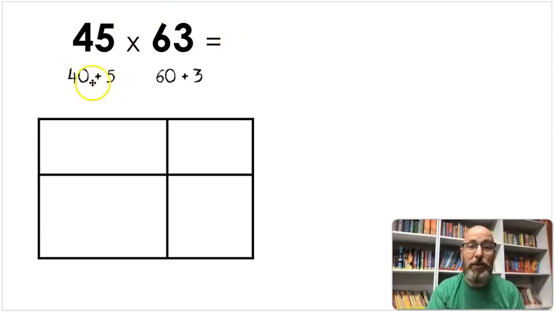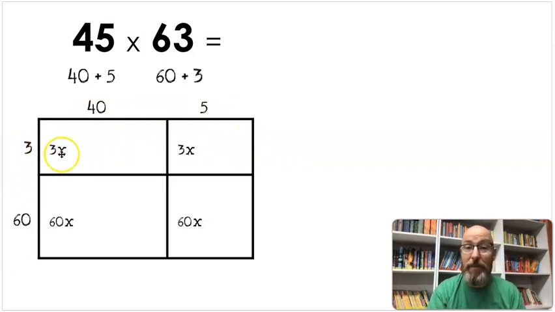Since I have two digit numbers, I'm going to go ahead and do 2 rows and 2 columns. I've got 45 and 63. We have our 3 row and our 60 row. Now what number goes in this column? That's right, 40. And what number goes in this column? That's right, 5. So I'm going to multiply 3 times 40 and 60 times 40 and 3 times 5 and 60 times 5.